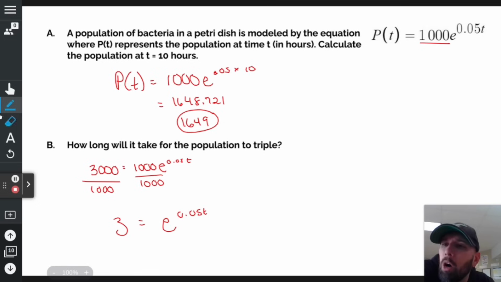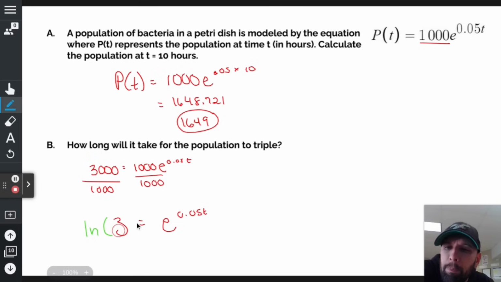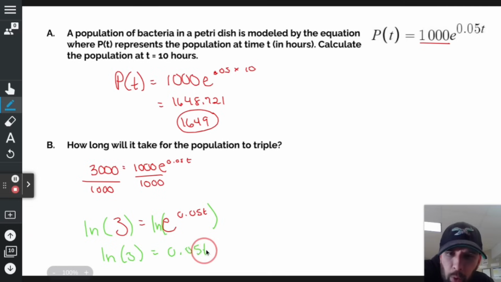In order to get t all by itself, we need to ln both sides. So I'm going to ln 3, and I'm going to ln this e, which makes it all go away, and leaves me with ln of 3 equals 0.05t. So I'm going to run to my calculator, type out ln of 3, get a number, divide both sides by 0.05. That's going to give me my t in time.